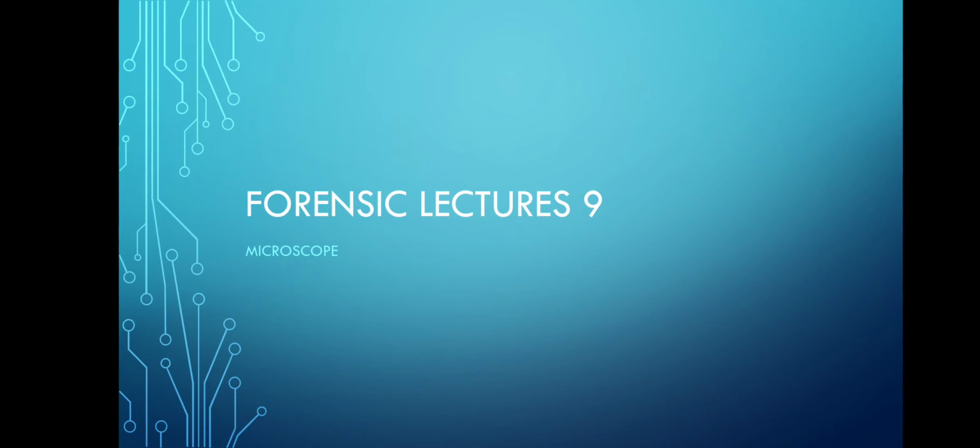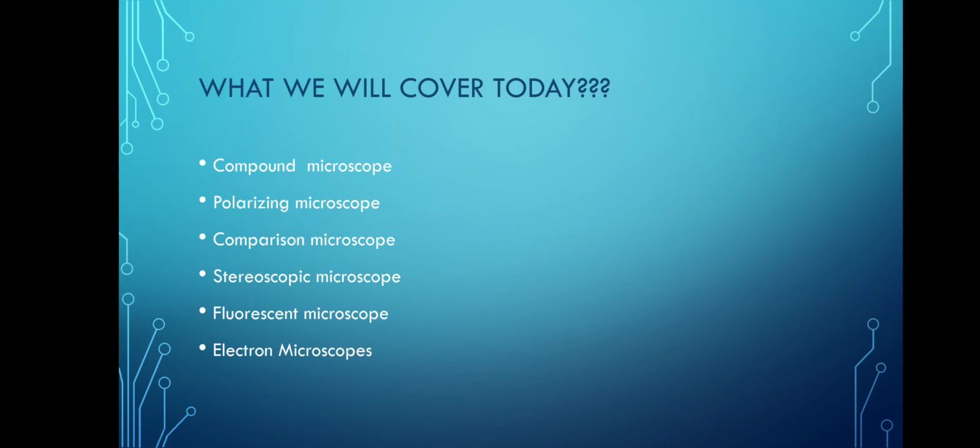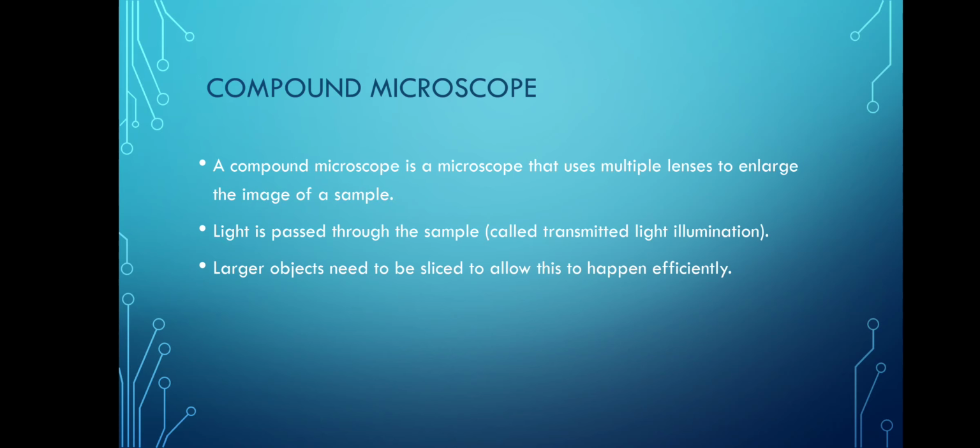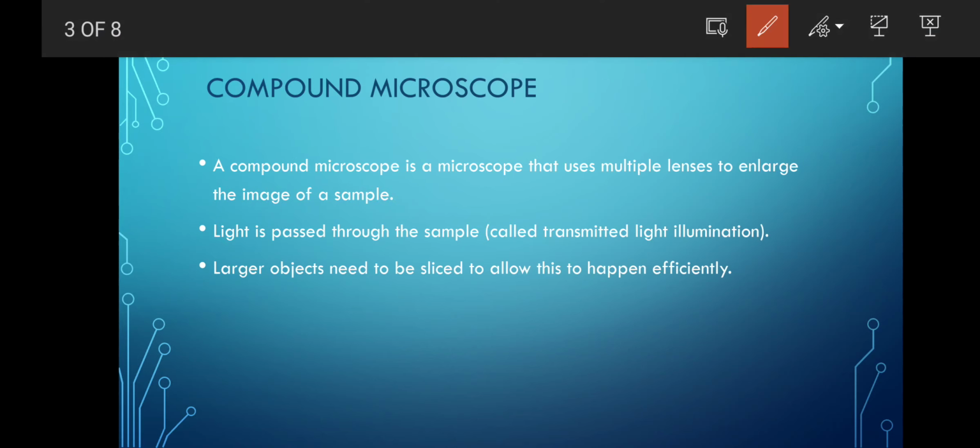In this video lecture, we are going to see microscopes. What we are going to cover is the compound microscope, polarizing microscope, comparison microscope, stereo microscope, fluorescent microscope, and electron microscope. So let us first see what a compound microscope is. A compound microscope is one which uses multiple lenses to enlarge the image of the sample.